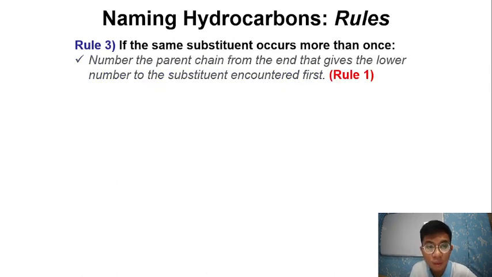Okay. Rule number 3. If the same substituent occurs more than once, so ibig sabihin, may magkaparehas na substituent, ulit lang siya. Rule number 1, i-apply natin, bigyan ng mababang number yung unang substituent na encounter natin na first.